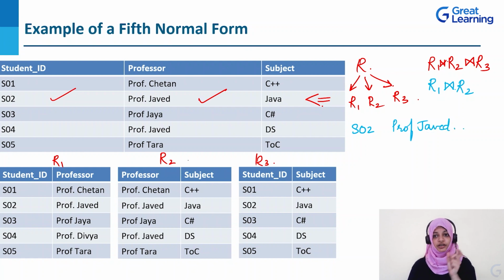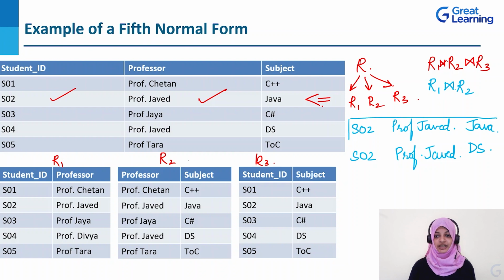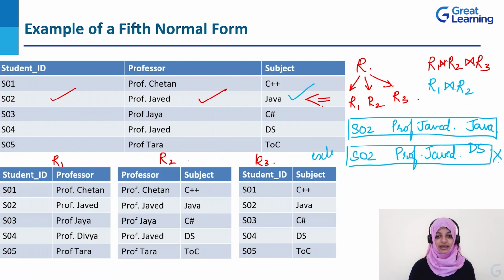When we look at relation 2, we can see that Professor Javed could either be teaching Java or Professor Javed could be teaching DS, data structures, right? So we are actually getting another record that student S2 is actually under the tutelage of Professor Javed and is actually studying data structures. This particular tuple exists in our original relation, but this particular tuple does not exist. So this is something extra.